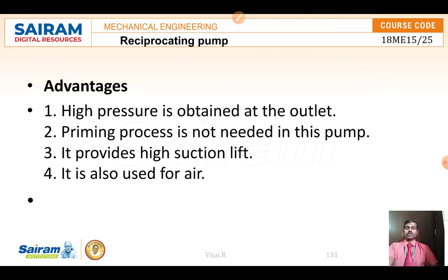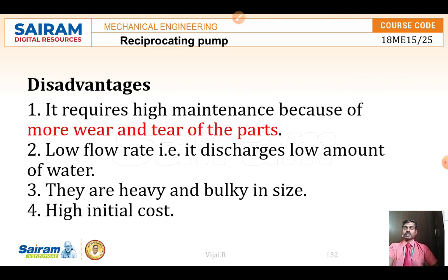So this is how the reciprocating pump, with the forward and backward movement of the piston, sucks the water and delivers the water. The advantage is that the priming process, which is needed in the centrifugal type, is not present here. It is not required. We will see what that is in the next video when we come to the centrifugal pump. It also produces high suction lift. It is used for both air and hydraulic, that is pneumatic, types of pumps.